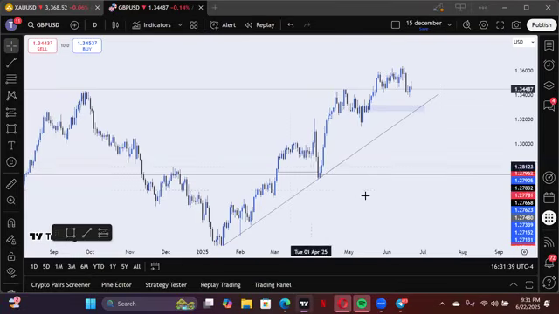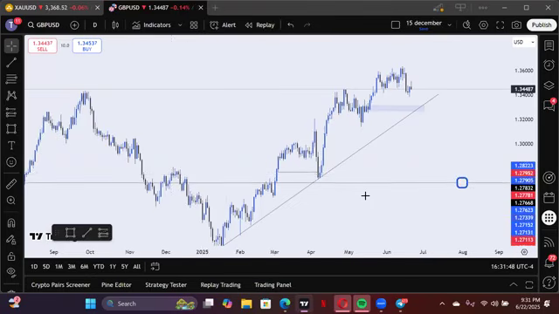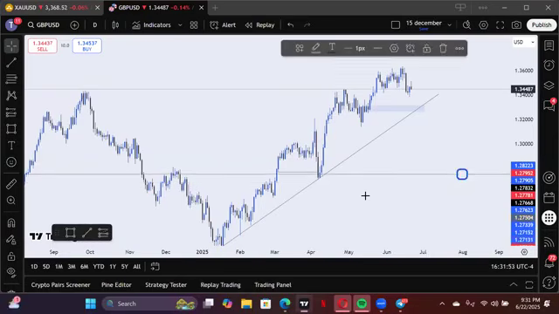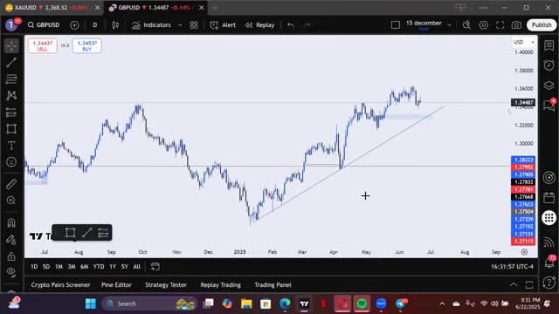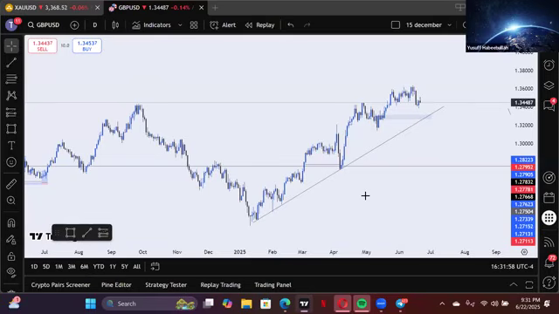Wherever your inducement is, you follow those rules. If your inducement happens to have mitigated this one, then you move to this next one. If your inducement mitigated this one, you move to the internal one. So it all depends on where the inducement is. If my inducement mitigated my first extreme zone, I'm going to get my entry from the second internal liquidity, the internal POI.